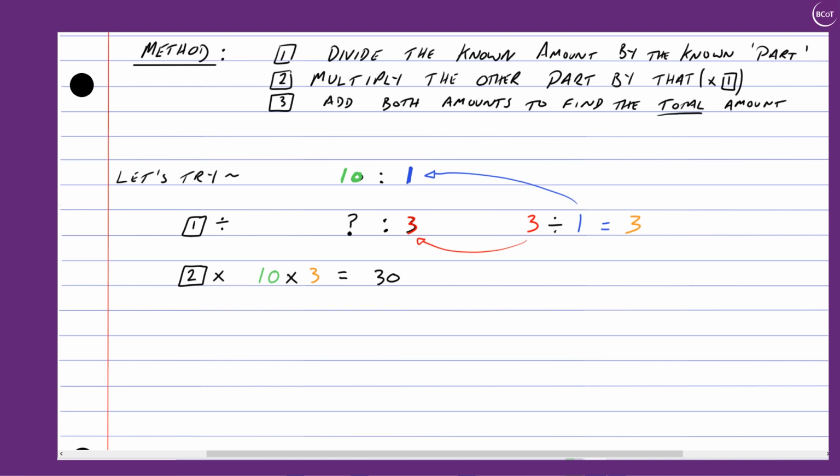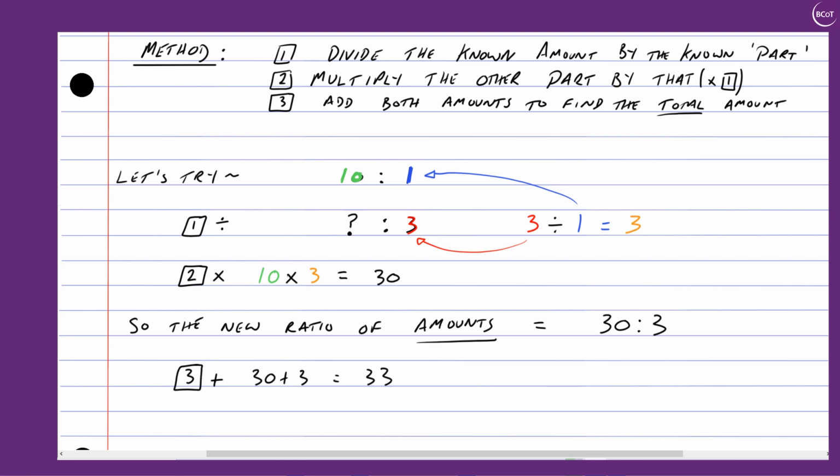So the left hand side of the ratio now is worth 30 amounts of stuff. So the new ratio of amounts really is 30 to 3, or the same stuff was shared into a group of 30 and a group of 3, which is basically the same ratio as 10 to 1, because they've both been multiplied by 3 and scaled up. So to find the total amount, which some questions ask you, you just add the two amounts of stuff. 30 plus 3 is 33. And that's job done for that one.